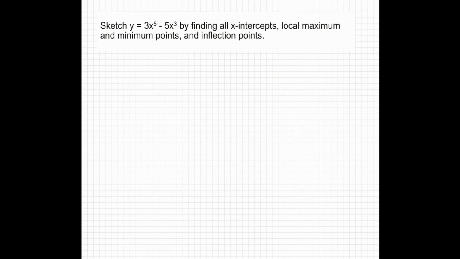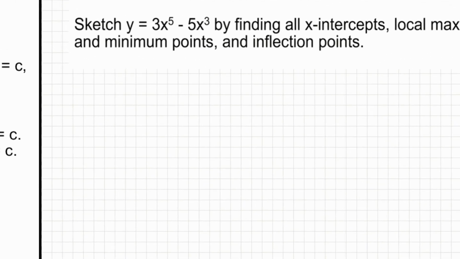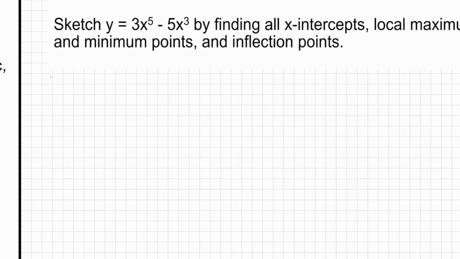I've written it out. I've given us a bit more room here because we're going to need it. So let's start with the x-intercepts. For my original equation, where y equals 3x to the power of 5 minus 5x cubed, the x-intercepts are just going to be where this equation is equal to 0.